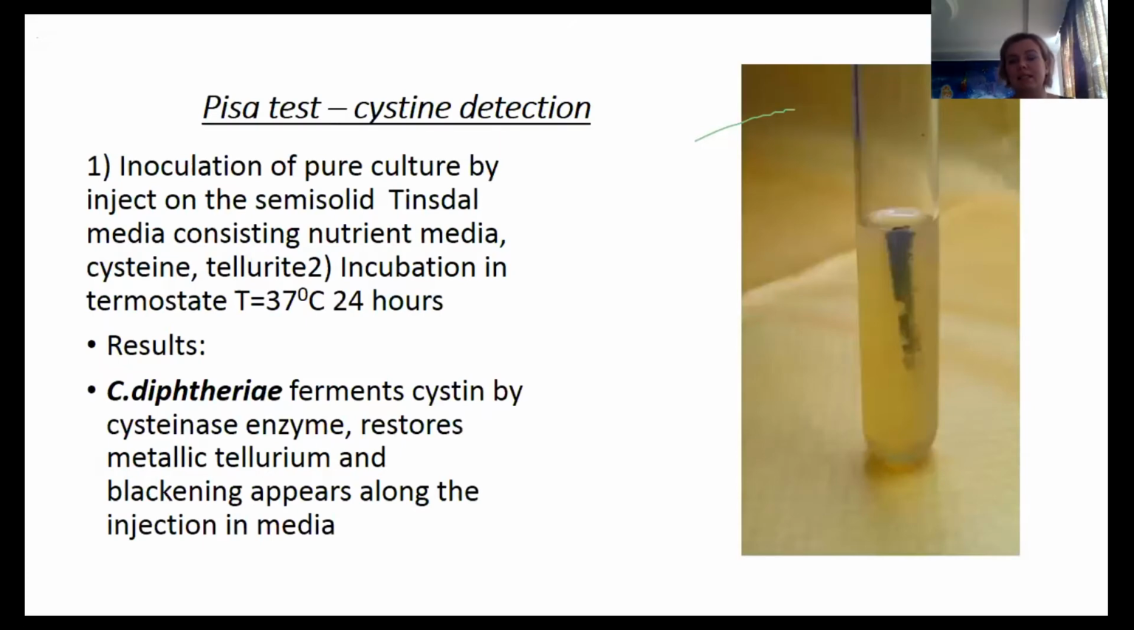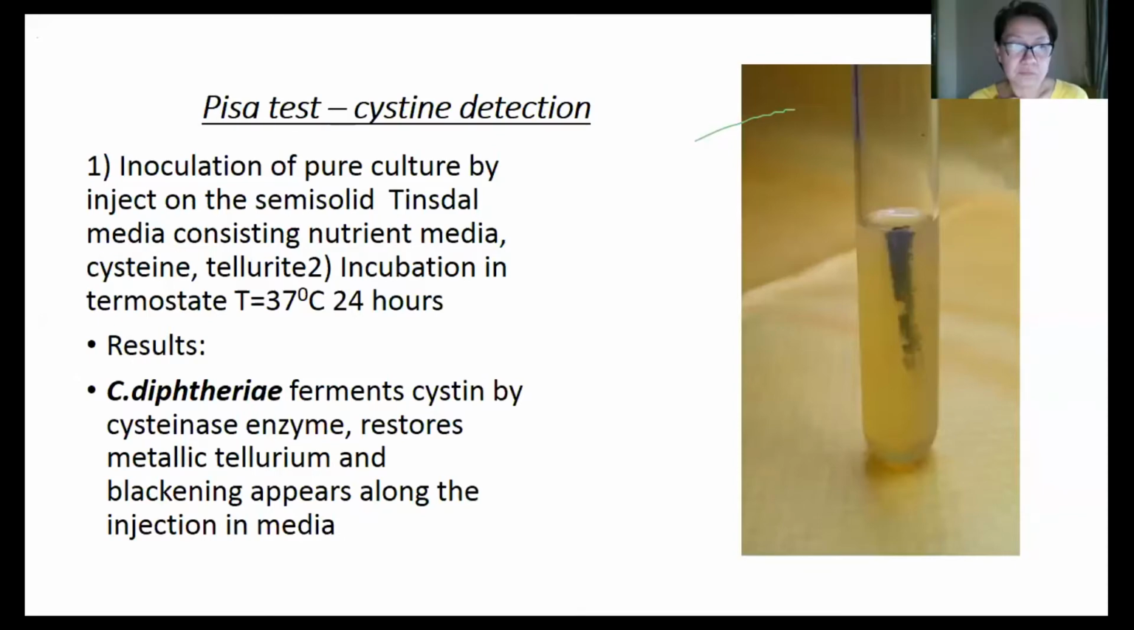This is the cystinase detection test, the Pizu test. How do we prepare this test? First, we use semi-solid media consisting of nutrient media, cysteine, and tellurite. We inoculate the pure culture by injection into the bottom of the tube. Incubate in a thermostat for 24 hours at 37 degrees and check results.